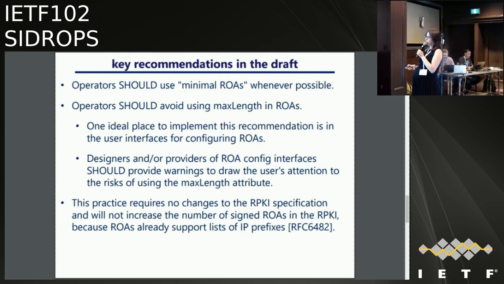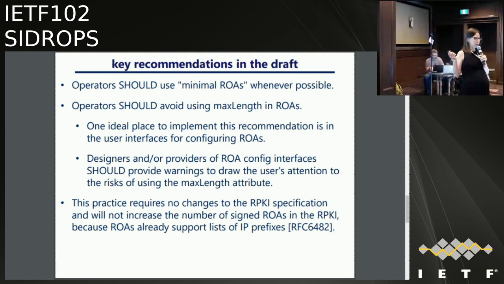Designers or providers of ROA config interfaces should provide warnings to draw users' attention to the risk of using max length attribute. So, early RPKI interfaces had a form where you would fill in the AS number, the prefix, and the max length, right? And it was just kind of all sitting there in front of you. We'd like to move into a world where you can't really configure max length unless you ask for it in an advanced setting and you get warnings, and make it hard for people to do this because the risk of misconfigurations is high. I think we found that more than, I don't remember the number, but more than 80% of max length using ROAs were vulnerable to this attack.